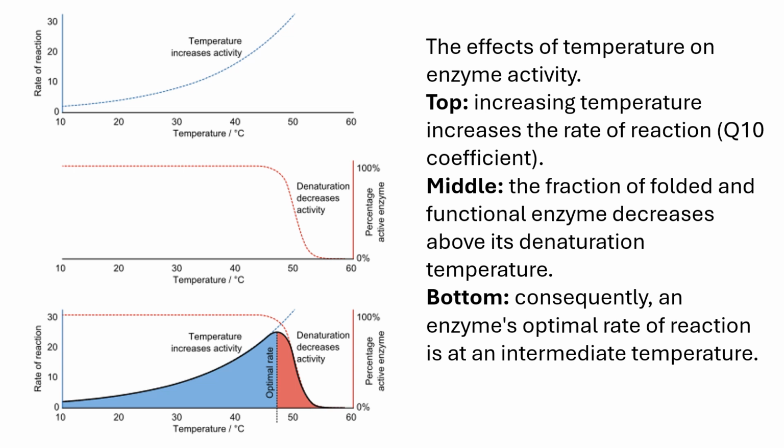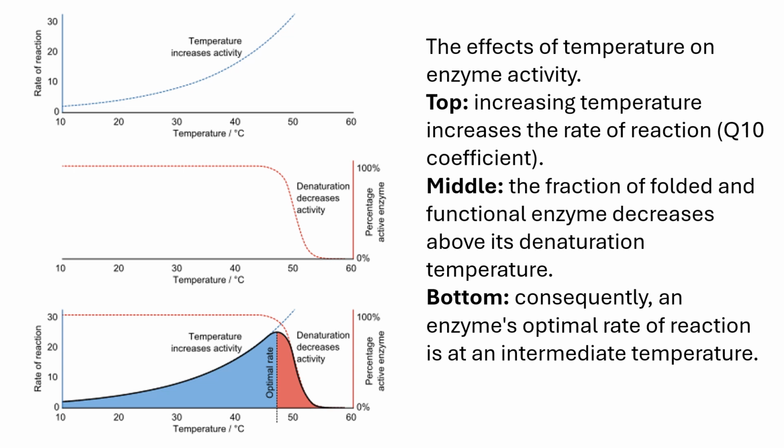The middle graph shows the fraction of folded and functional enzyme decreases above its denaturation temperature. So this is the denaturation temperature. Denaturation decreases activity after it reaches a certain level of temperature, the denaturation temperature. So there is a threshold of denaturation activity.